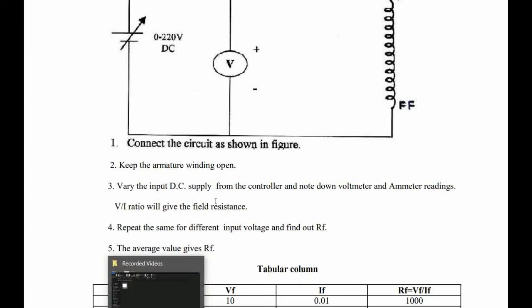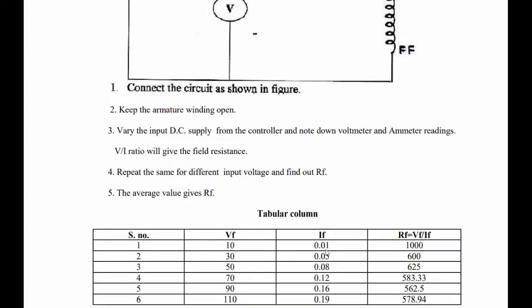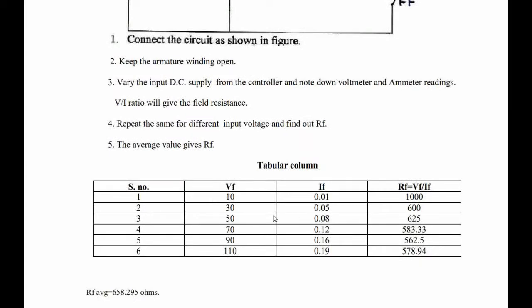So vary the input supply from the controller and note down the ammeter and voltmeter readings in the given tabular form. We will determine the field resistance with the help of the formula VF upon IF. I repeat this procedure with different input voltages. We will get different field resistance values in the last column, and to get the proper value, the average value is considered as the field resistance. So that is 658.298.